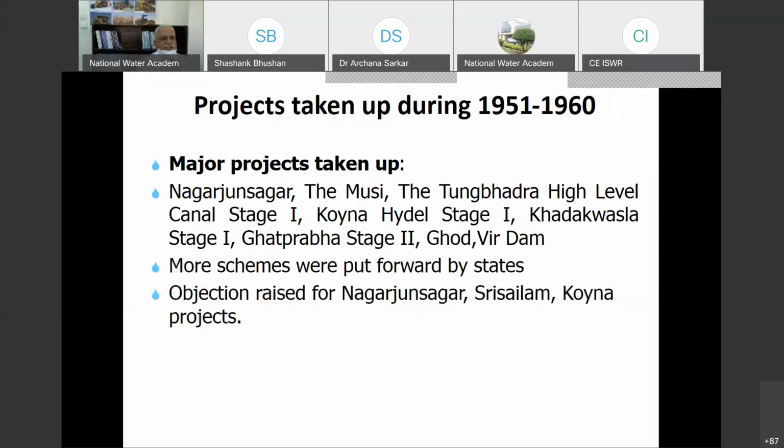From 1951 to 1960, major constructions were taken up for Nagarjun Sagar, Musi Dam, the Tungabhadra High Level Canal Stage 1, Koyna Hydel Stage 1, Khadakwasla Stage 1, which is the Mutha Canal system, Ghataprabha Stage 2, Koda Dam, Veer Dams for Neela system, and schemes were put forward by the state. But major objections were on Nagarjun Sagar and Sri Shailam by the party states.